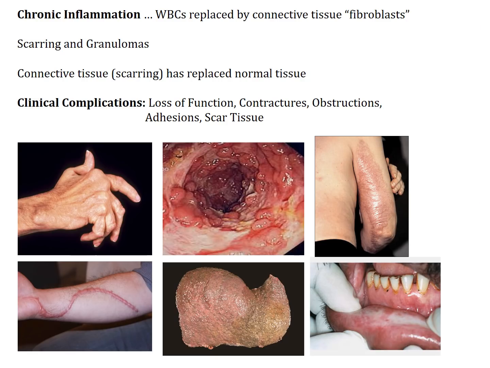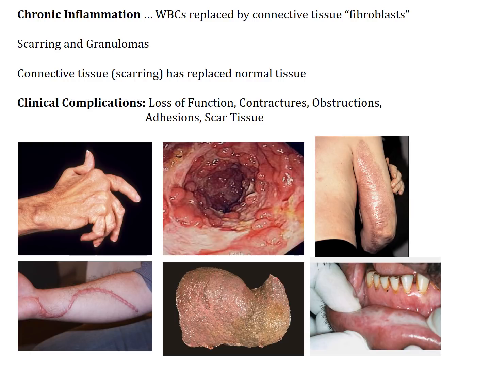All right, how about inflammation that goes on for a long period of time? Usually acute inflammation, we think of something that goes on for 5 to 14 days, right? Something that is typically going to be a self-limited response. Chronic inflammation now perpetuates and goes on. And what happens in a chronic inflammatory process is that the white blood cells now start to get replaced by another cell type called a fibroblast. And the fibroblast is what lays down the scarring of tissue.